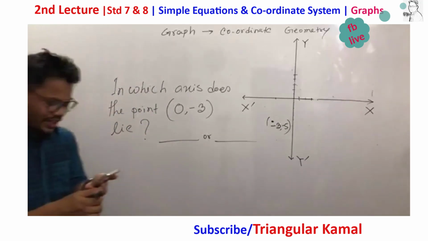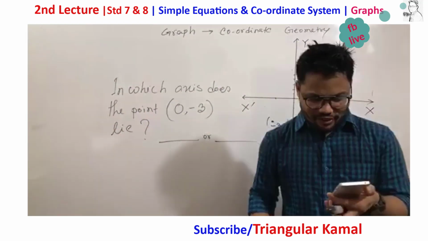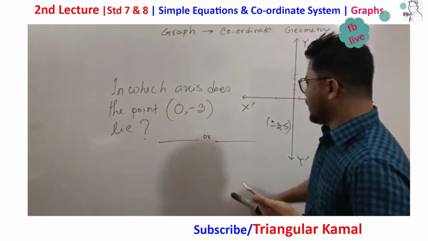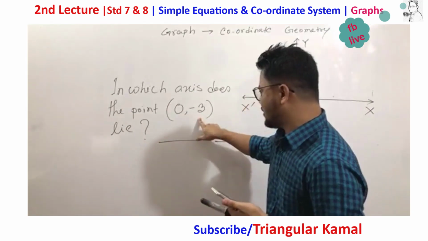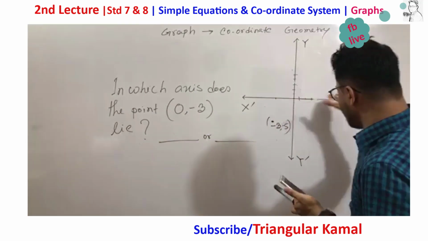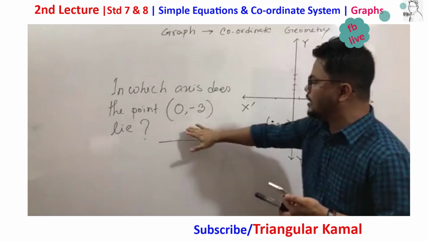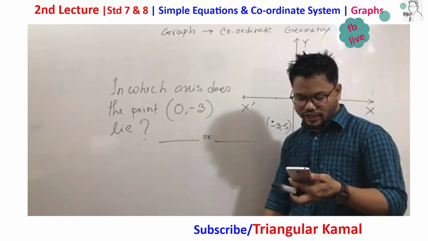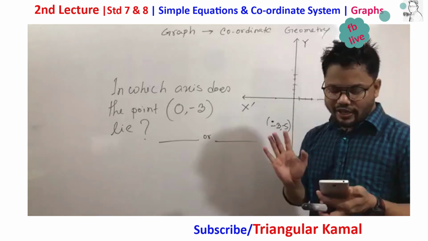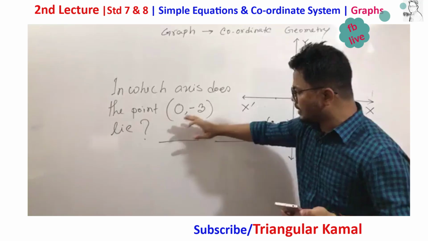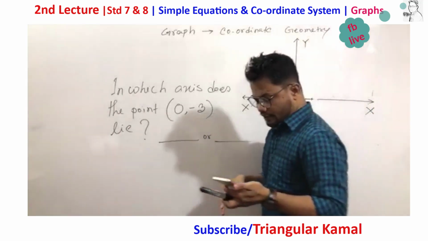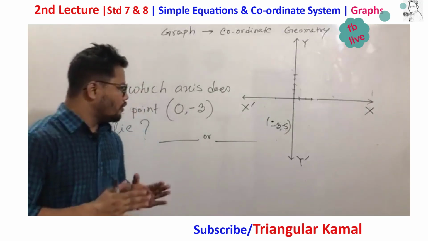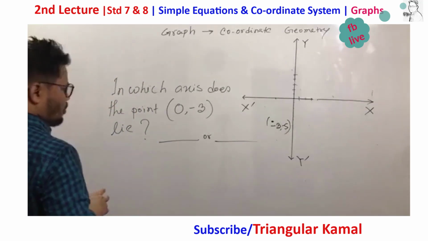Yes, this is the mixed question. That's why you are trying to answer. In which axis does the point (0, -3) lie, x-axis or y-axis? Just identify. After your answer, I will discuss these questions. No, this is not the answer coordinate. In x-axis or y-axis. I think this is a new topic for you. Okay, let me review this one.